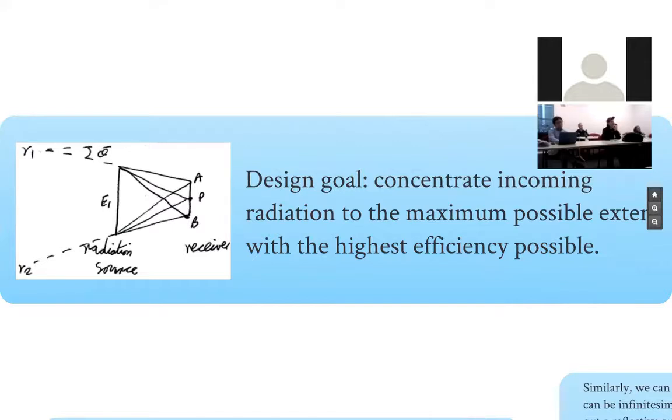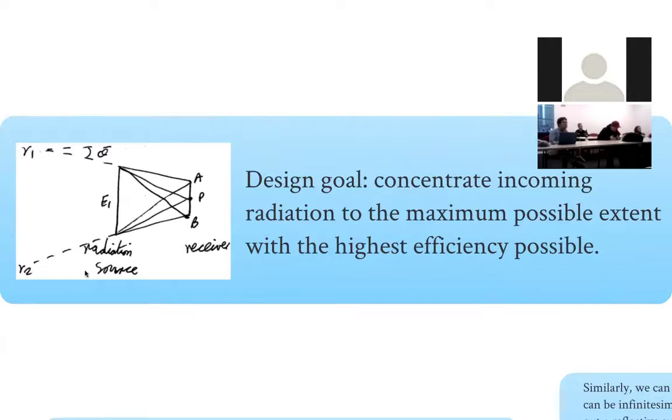So let's think about what we are trying to do in non-imaging optics. Our design goal is to concentrate incoming radiation to the maximum extent possible with the highest efficiency possible. What does that mean? That means if you have a radiation source, shown here by E1, with lots of rays coming out from all its points, you want to collect it on some receiver of an area AB, which is generally smaller than E1.